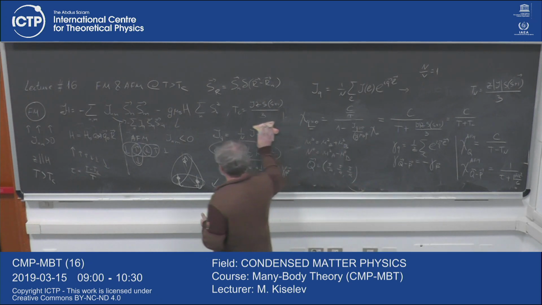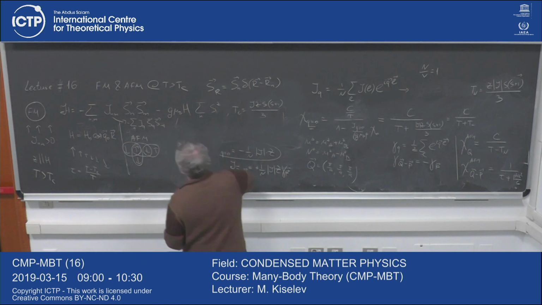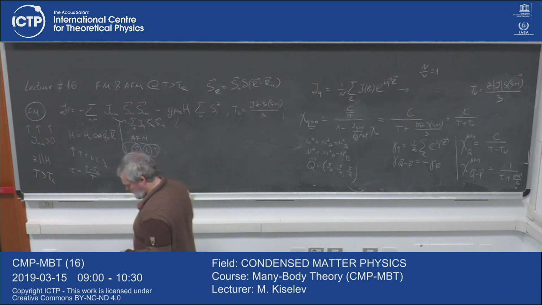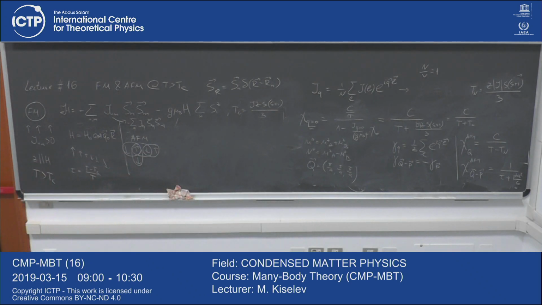And to complete the story, let's now combine all the knowledge which we had before. Namely, let's ask the question, what would be the dynamical susceptibility? Namely, the dynamic response function, which is a function of Q and omega, both for ferromagnets and antiferromagnets, above the critical temperature.